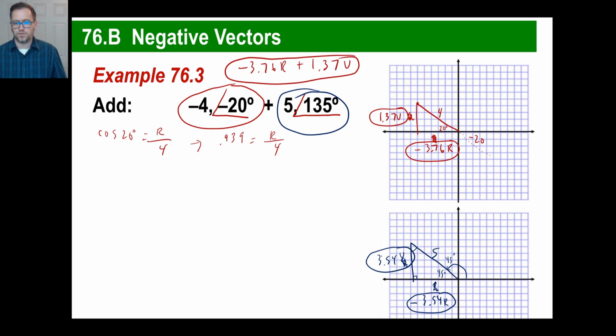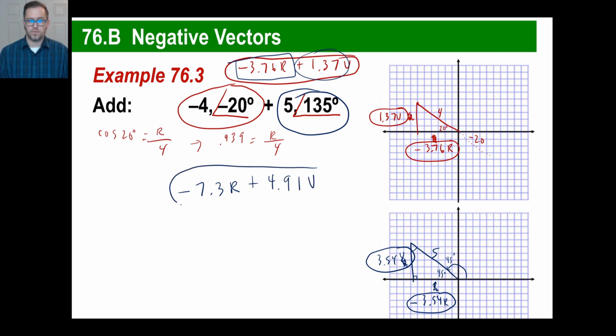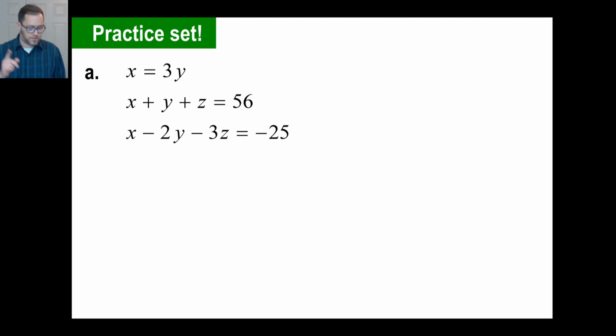Now all that's left for us to do is add these two together. So we have a negative 3.76 R and a negative 3.54 R. That'll give us a total of a negative 7.3 R. And the U, positive 1.37 and positive 3.54, will give us a positive 4.91 as U. There we go. We just added those together. All right. So go ahead and pause it and try to practice problem A.